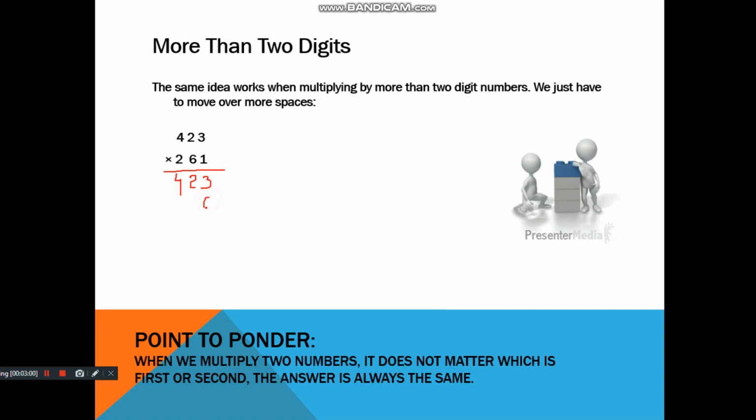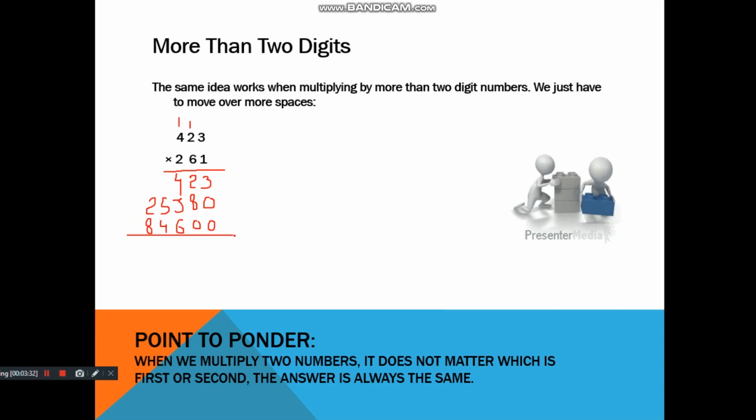Now you are going to leave this space and put 0 over here. 6 times 3 is 18, 8 and 1 carry, 6 times 2 is 12 plus 1 is 13, 3 and 1 carry, 6 times 4 is 24 plus 1 is 25. Now you are going to leave 2 zeros because you are going to multiply with 100. So 2 times 3 is 6, 2 times 2 is 4 and 2 times 4 is 8.